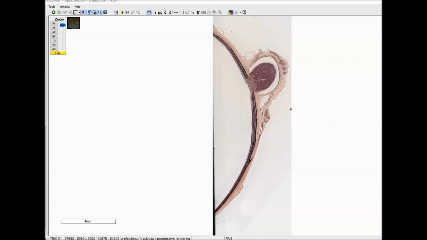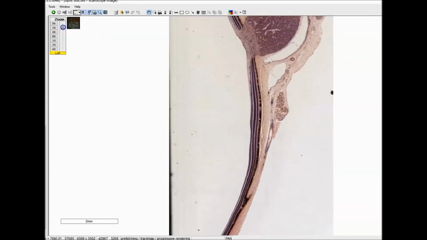The final slide we're going to look at is the slide of the posterior eye segment that contains the optic disc. So the optic disc can be seen as a disc only when you're looking into the eye. From this orientation, you're looking at kind of a cross section through the disc, which is right here. So let's go up in magnification and look at some of those characteristics that it has.